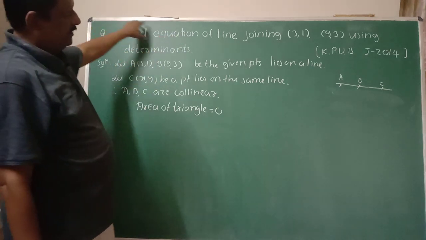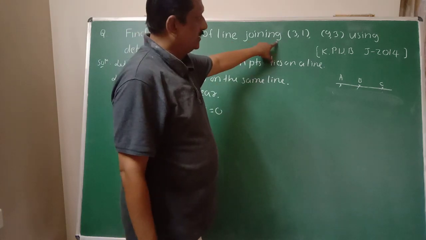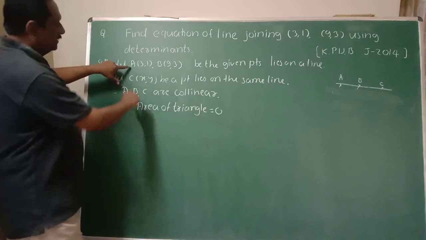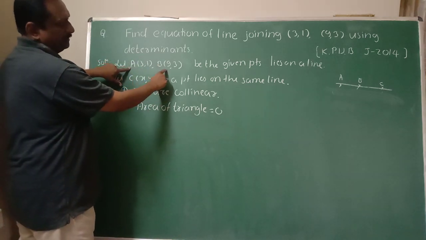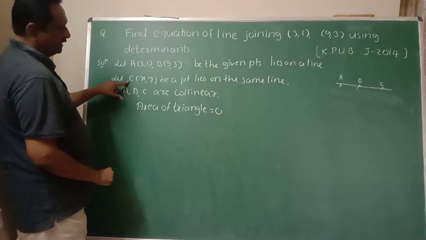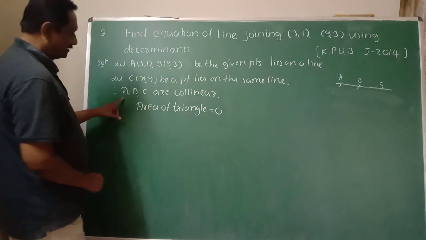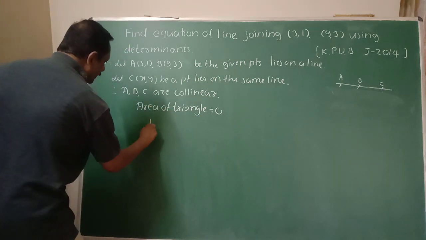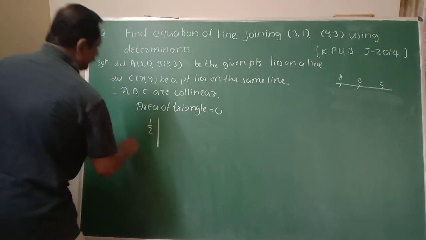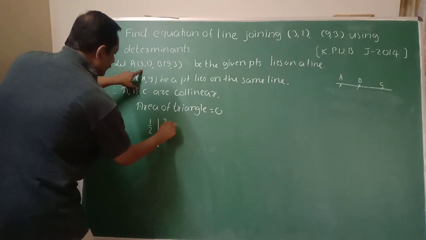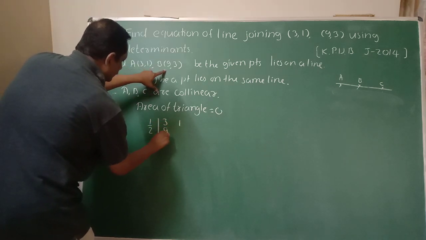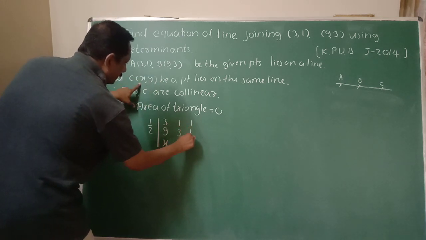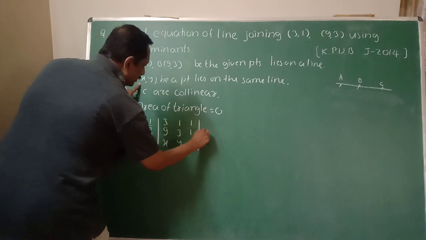Find equation of the line joining the points (3, 1) and (9, 3) using determinants here. Just take the previous example here. Here A (3, 1), B (9, 3) be the given points that lie on the line here. C (x, y) be a point that lies on the same line. Hence A, B, C are collinear. Hence area of the triangle is 0. So 1 upon 2 into determinant here. Right here 3, 1; then 9, 3; then write here x, y; 1 and 1 that is equal to 0.